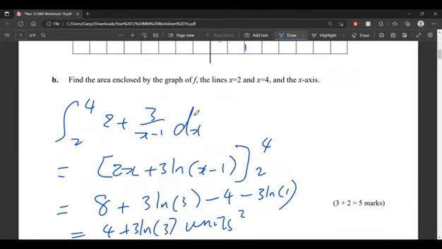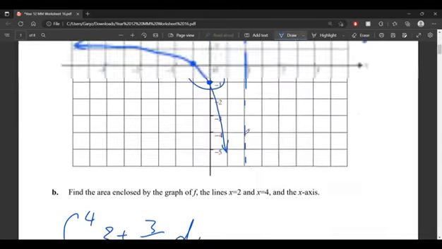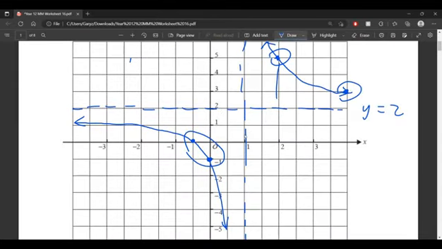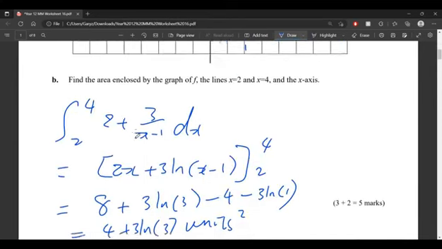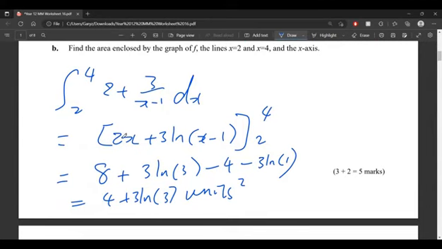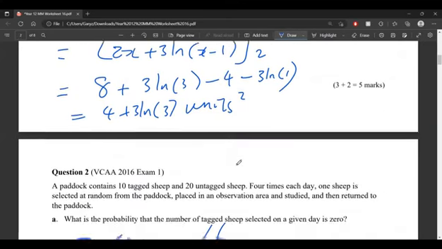Question B, we need to find the area under the graph between 2 and 4, which is basically from here to here, this area here. So we just do the integral, and 2 integrated becomes 2x, and 3 divided by x minus 1 integrated becomes 3 log e of x minus 1, and then we sub in 2 and 4 into it, and the final answer is 4 plus 3 log e 3. Don't forget the unit squared at the end.